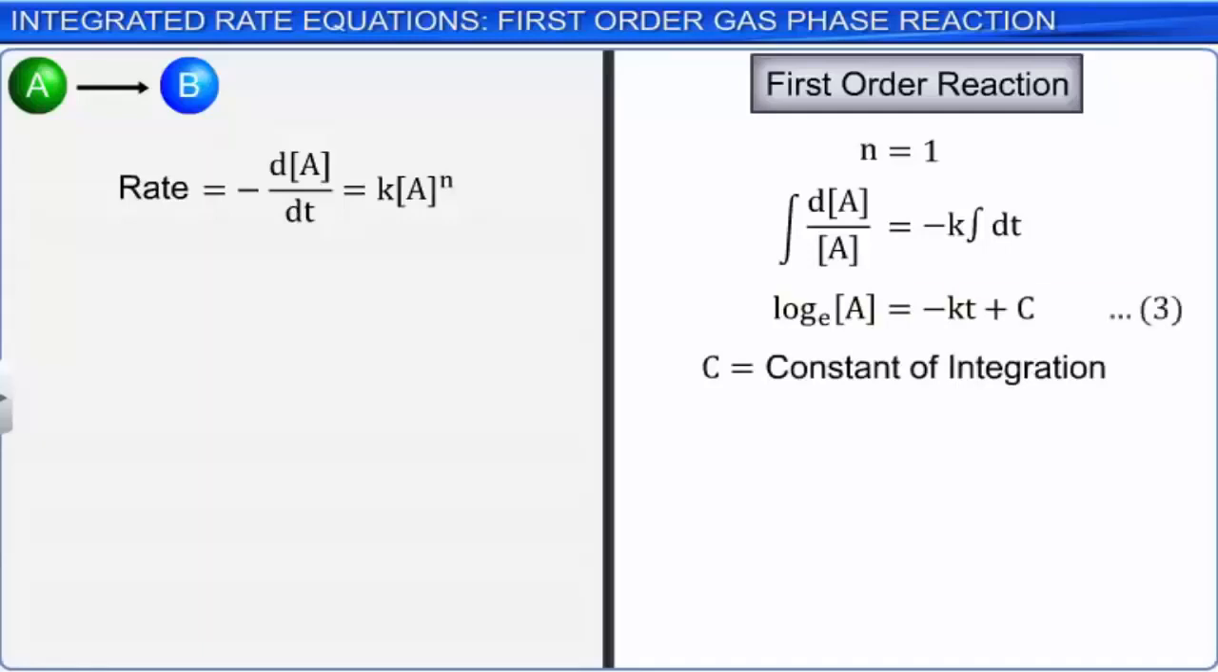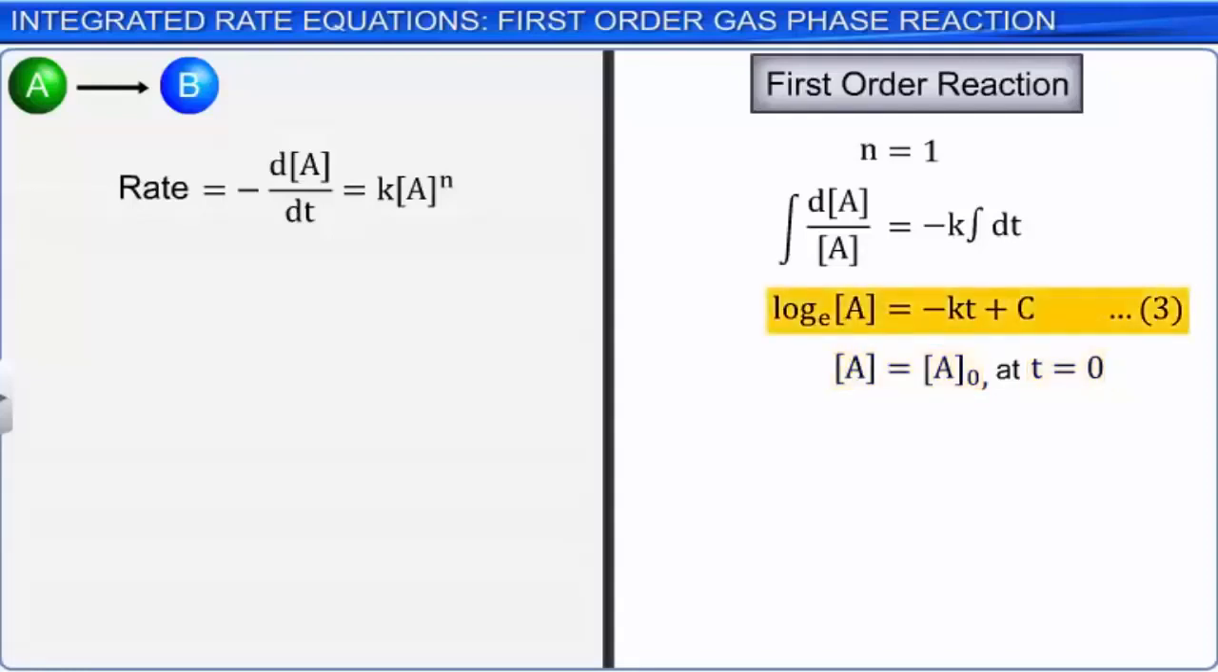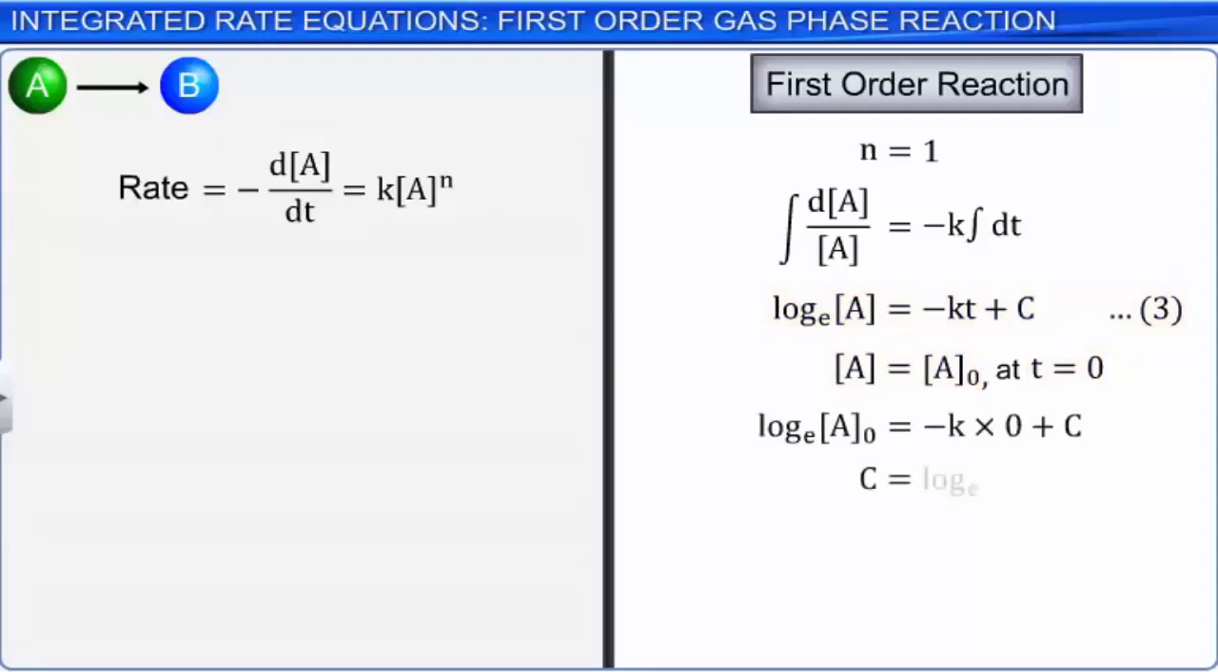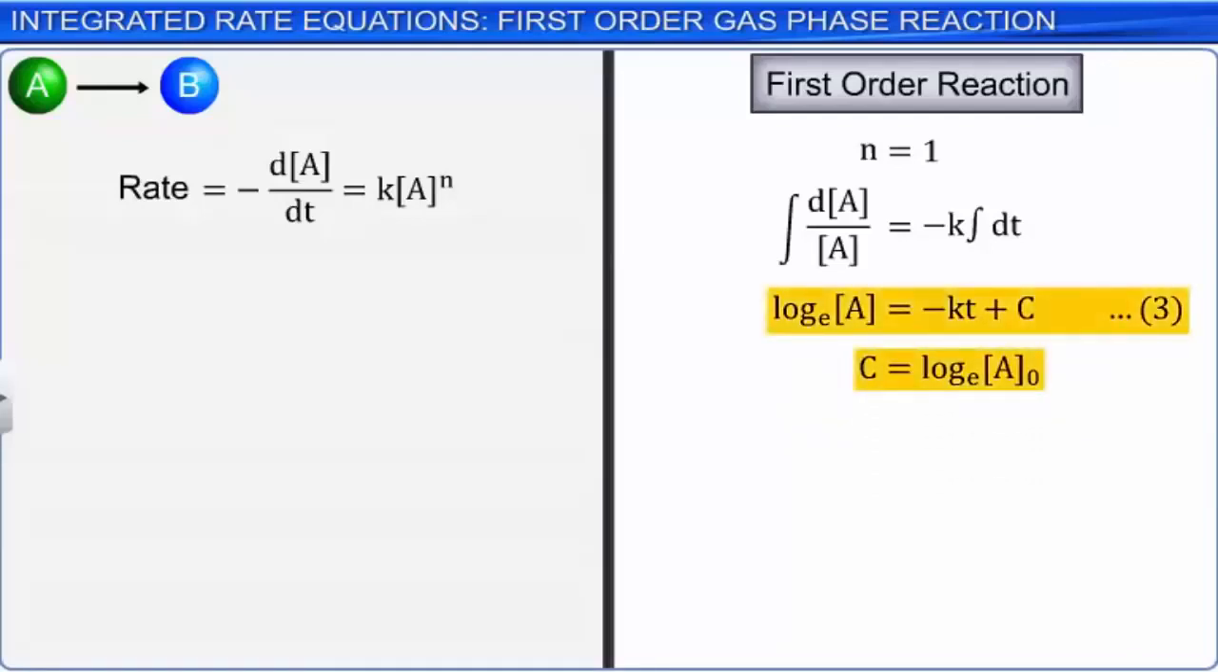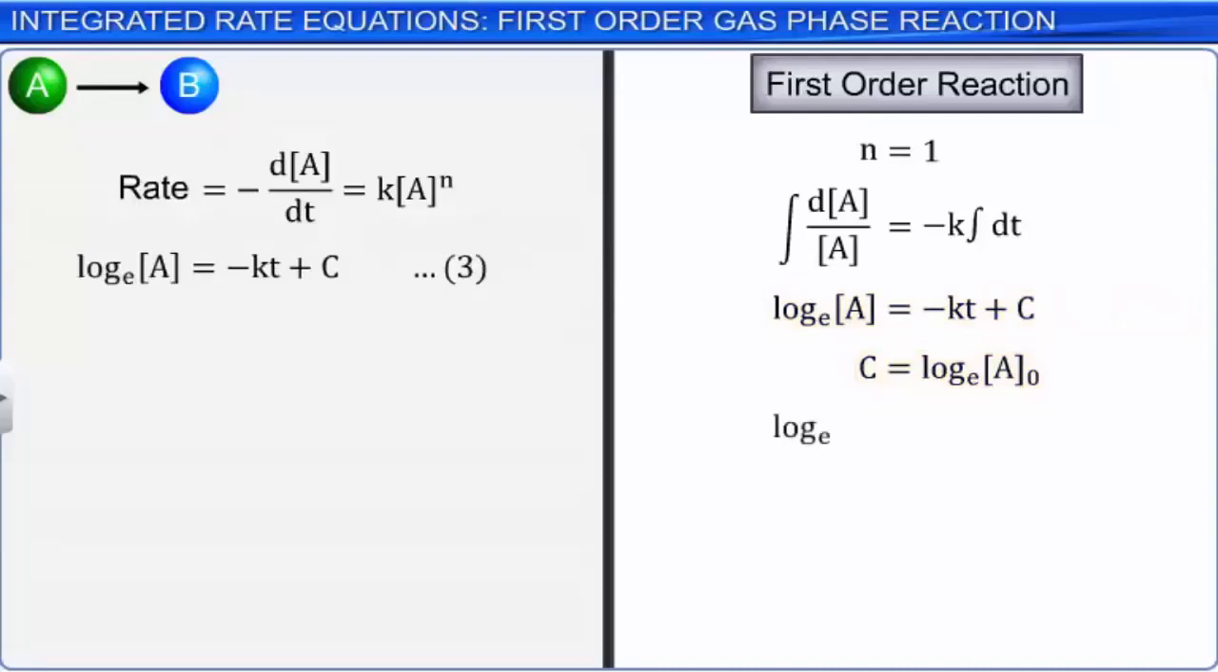Let this be equation 3. Let the concentration of reactant A be [A]0 at time t is equal to 0. Substituting the value of [A]0 at time t is equal to 0 in equation 3, we get C is equal to log [A]0 to the base e. Substituting this value of C in equation 3, we get log [A] to the base e is equal to minus k multiplied by t plus log [A]0 to the base e. Let this be equation 4.